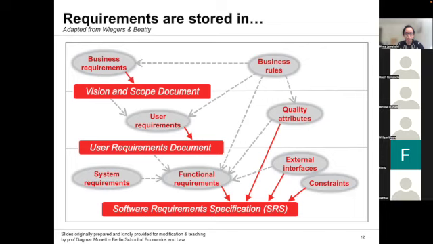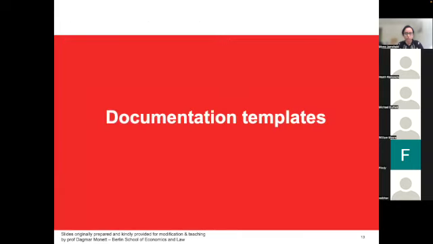Then we talk about the functional requirements and the non-functional requirements, which are basically going to be covered in the software requirements specification document. This is a document that you should expect all the software companies to provide, right? And I'm going to make you understand this specification level in terms of the templates that we're going to use. So let's just move on to that.